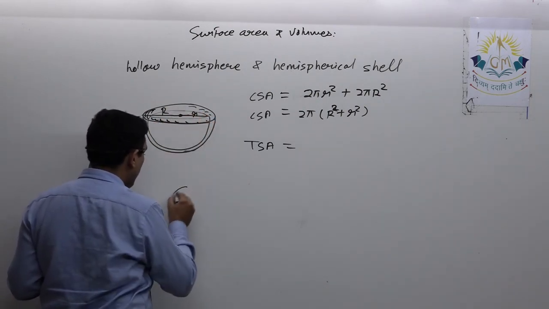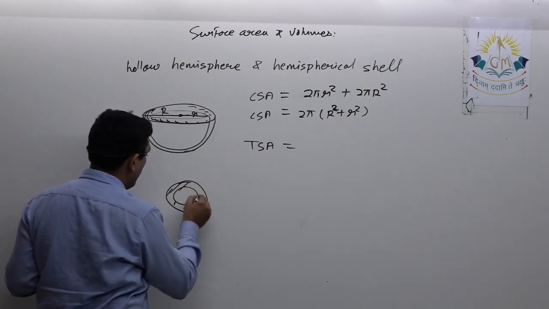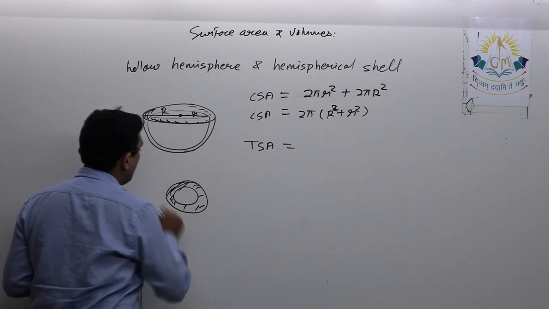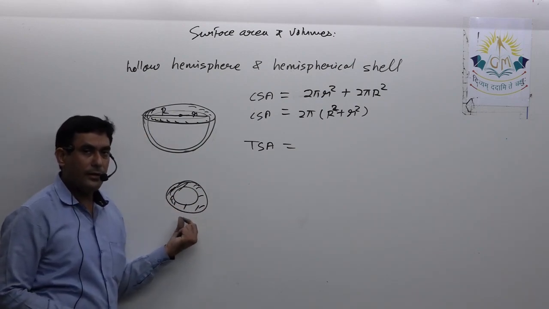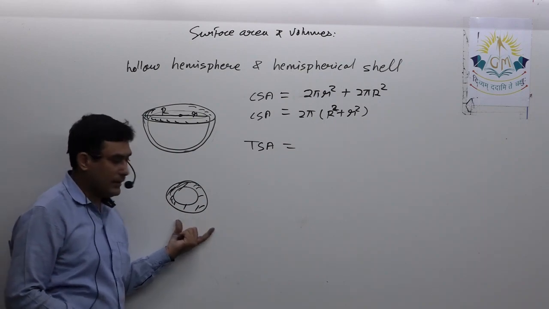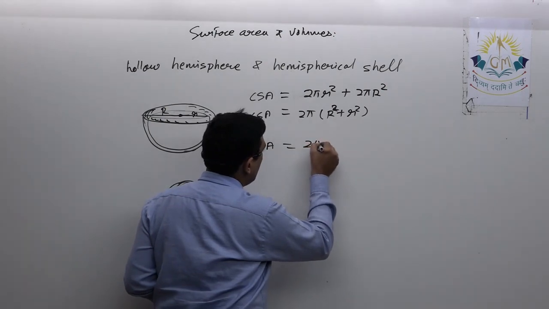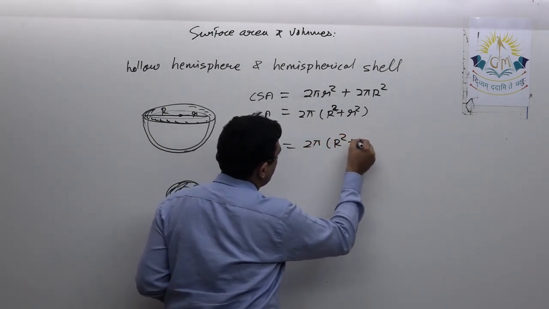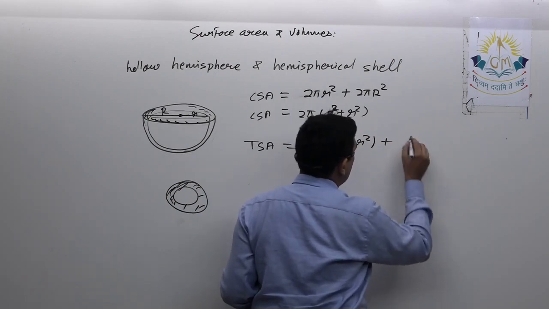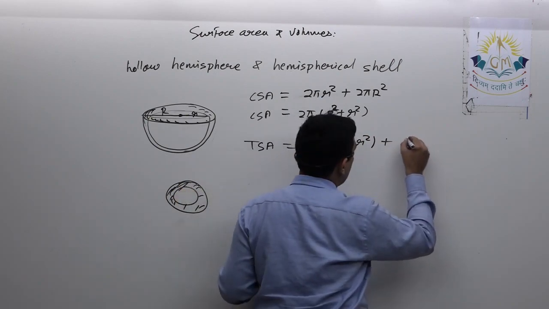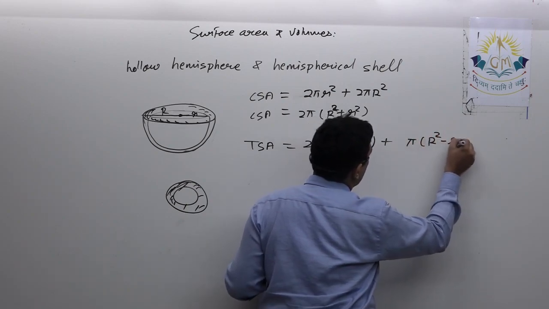If I give you the top view of this bowl, you will get something like this. So here it is possible to paint, and this is the ring. The area of the ring is the area of the external circle minus the area of the internal circle, or the area of the larger circle minus the area of the smaller circle. So other than this, I have to add the area of the ring, that is pi (R square minus r square).